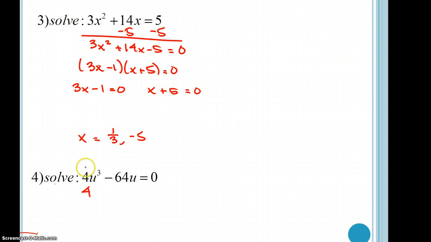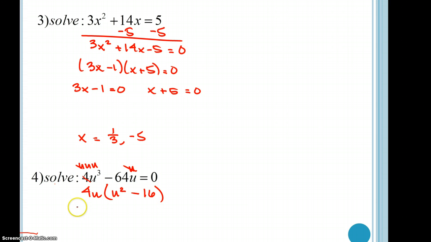Last step. Now here's the thing. This is not like the -1 on the other problem. The reason why is because it has a variable attached to it. So you'll never divide by a variable, but because it does have this variable, this will get its own equation. So 4u equals 0, u plus 4 equals 0, and u minus 4 equals 0. And then you'll solve each of these equations one by one.